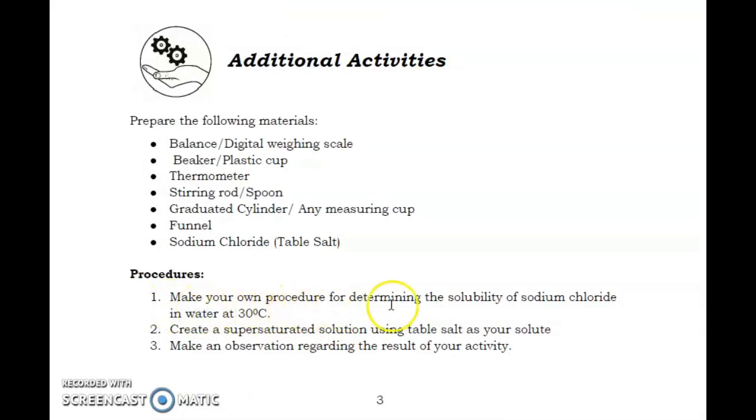You're going to make your own procedure for determining the solubility of sodium chloride or salt in water at 30 degrees Celsius, and to create a supersaturated solution using table salt as your solute. And then 3, make an observation regarding the result of your activity. Just in case the materials given are not available in your home, you can skip this part. Most especially when you understood the lesson, you can skip these additional activities.